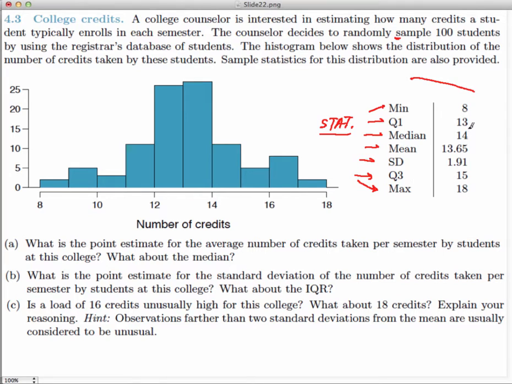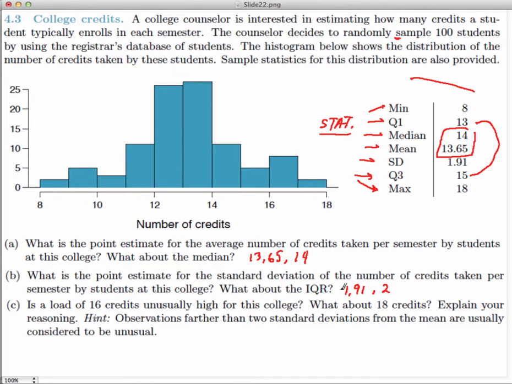Well, it's actually very straightforward. We just got to grab these two numbers right off of the list provided to us here. So for the mean, it would be 13.65. And then for the median, it would be 14. What is the point estimate for the standard deviation for the number of credits taken by the students of this college? What about the interquartile range? Okay, well, for the SD, that's going to be 1.91. The interquartile range is Q3 minus Q1, so that's 15 minus 13, which is going to be 2.